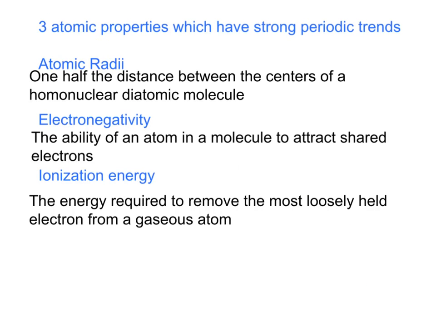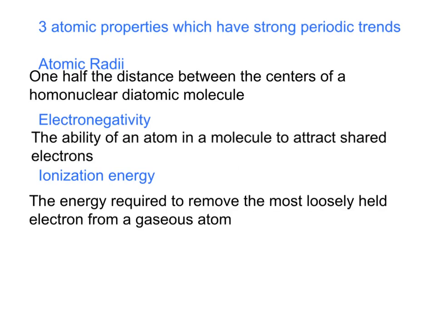So we're going to look at three properties that atoms have that have strong periodic trends, which means that they change in a trending fashion as we move across the periodic table or up and down it. And the first one is the atomic radii or atomic radius. The book definition is that this is 1/2 the distance between the centers of a homonuclear diatomic molecule.